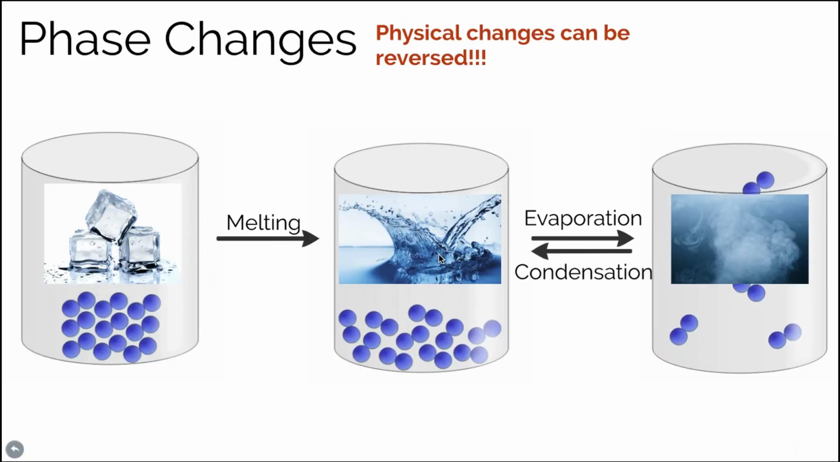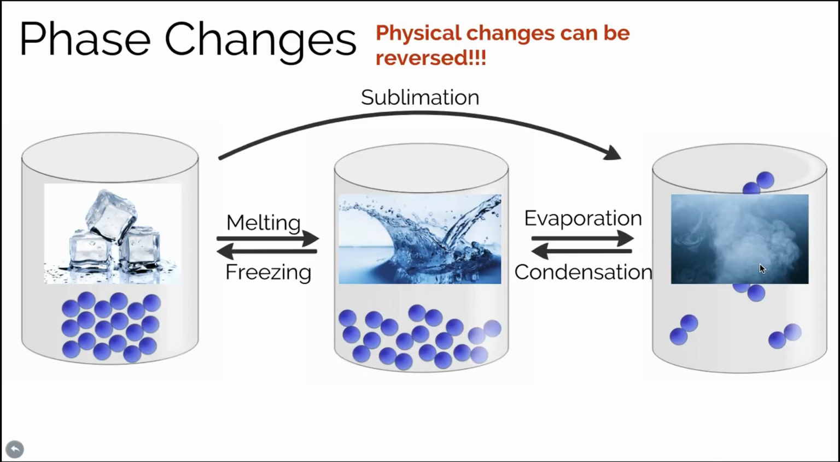There's a specific name. It's not just reverse evaporation. We have the name condensation for it. And then going from our liquid water into the solid ice, that's the process of freezing. Now, there are actually two more phase changes that you might not be familiar with, or may just not have thought about. We can skip the liquid phase and go from the solid straight into the gas, and this process is called sublimation.